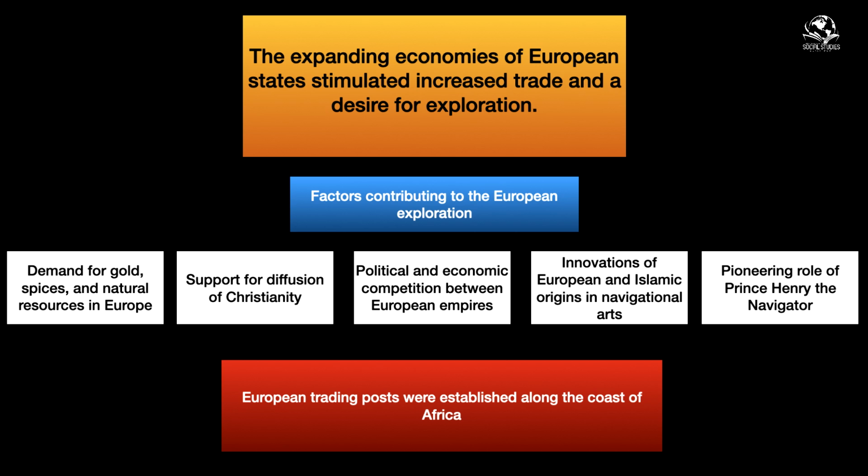You have political and economic competition between European empires. So again, they want allies, they want trade, they want to build things up. Trade is so important. You have innovations of European and Islamic origins in navigational art. So things like the compass, you have other like the lateen sails. So it makes exploration so much more available to people.